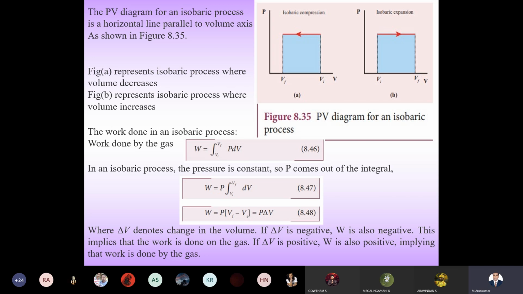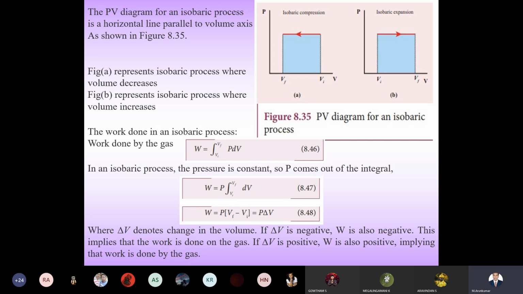As you look at the PV diagram of an isobaric process, there will be a straight line. Then we can calculate the work done. So how can we calculate? W can be found by integrating PdV. Then we can substitute the value for P here. P is constant, so we can take P outside. Then there is only the integration of dV, which can be written as P into V final minus V initial.